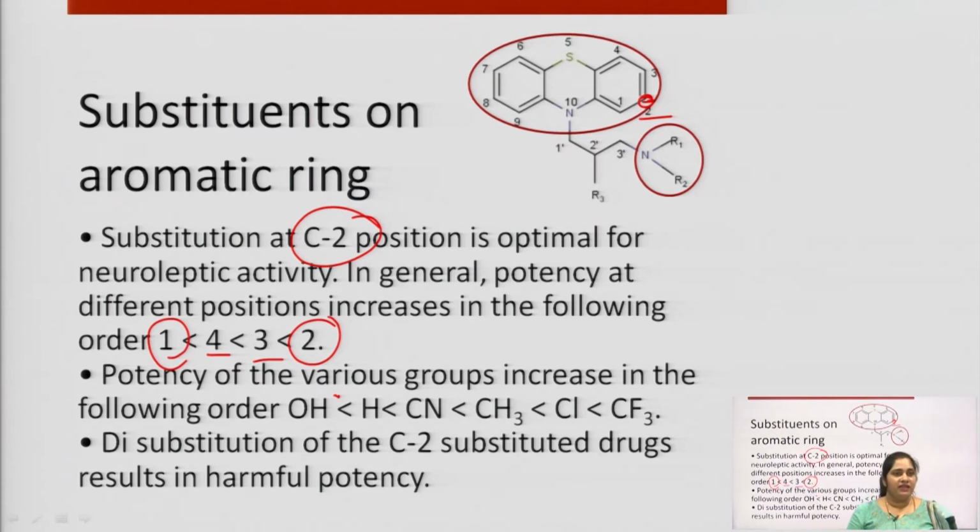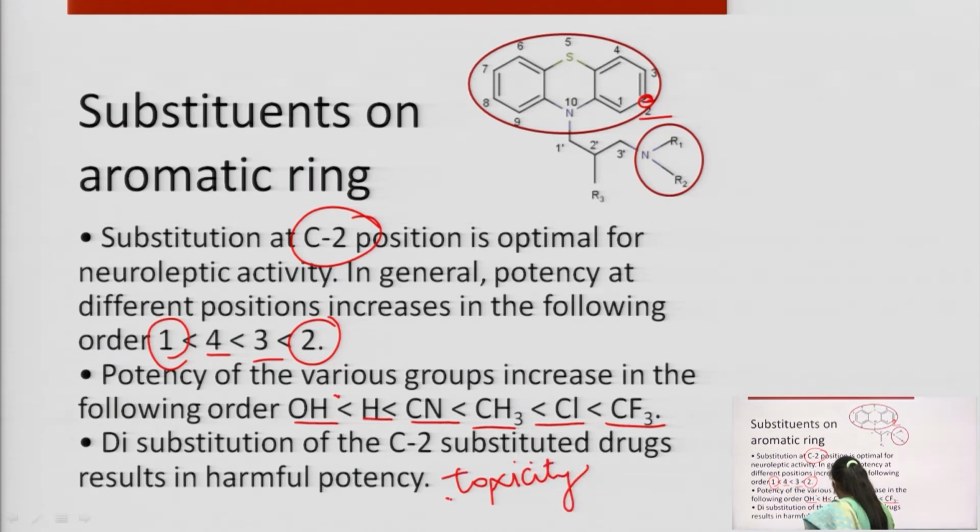Further, the potency of various groups increases in the following order as shown: OH has the least activity as compared to hydrogen, as compared to cyanide, as compared to methyl. Further, it increases with chlorine, and when we substitute with trifluoromethyl, that is CF3, that possesses maximum activity. Further, di-substitution at carbon number 2 leads to toxicity. These are the drugs developed after the di-substitution that have harmful effects rather than antipsychotic activity.